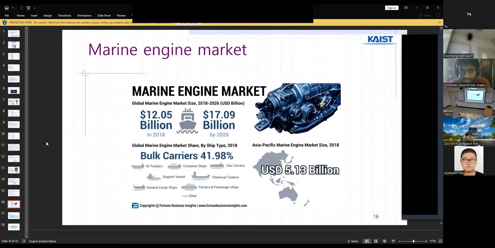Asia Pacific marine market size is roughly $5.13 billion because it has a lot of countries, a lot of trade routes, and a lot of water. So the Asia Pacific marine market holds a majority stake in the entire global market of it.